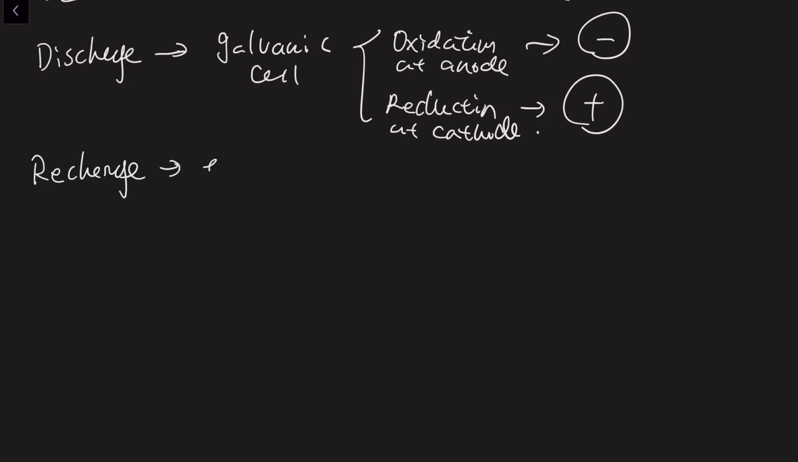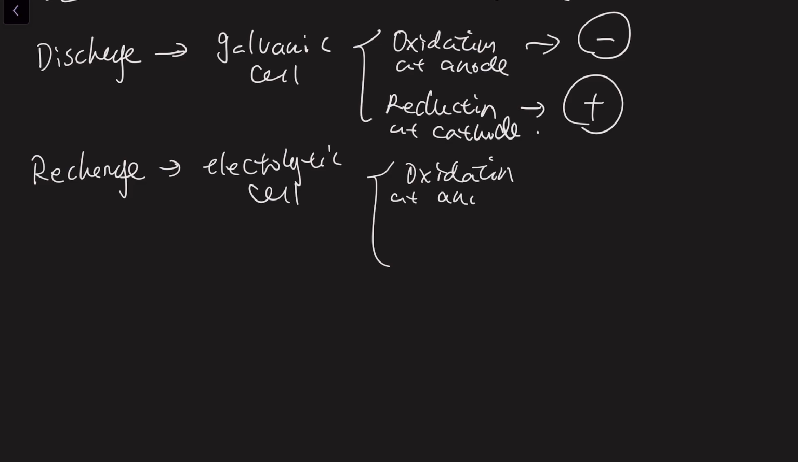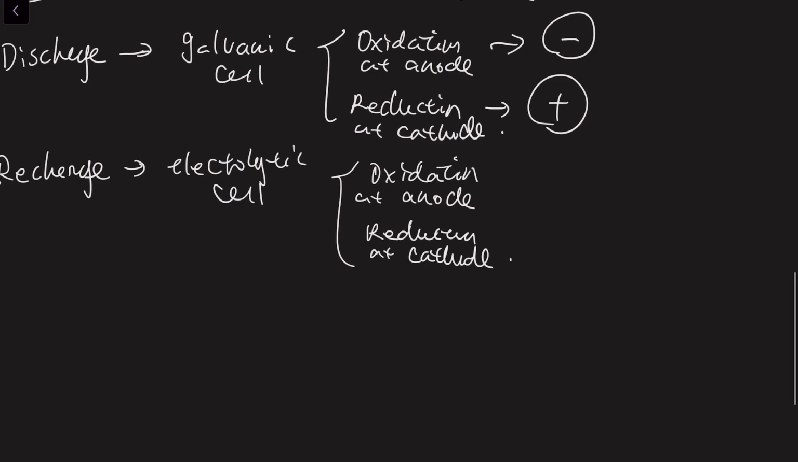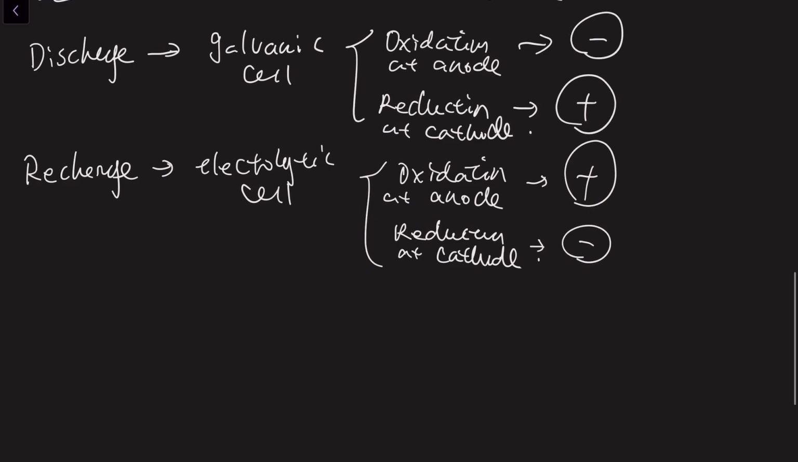During recharge, it is an electrolytic cell. And oxidation, remember the definition stays the same. It's still anode. Reduction is still cathode. But in this case, the polarity is reversed. We are withdrawing the electron forcefully from the site of oxidation. So that's why we need positive to draw this electron. We are dumping electrons at the cathode, so the cathode has lots of electrons, so it's negative.